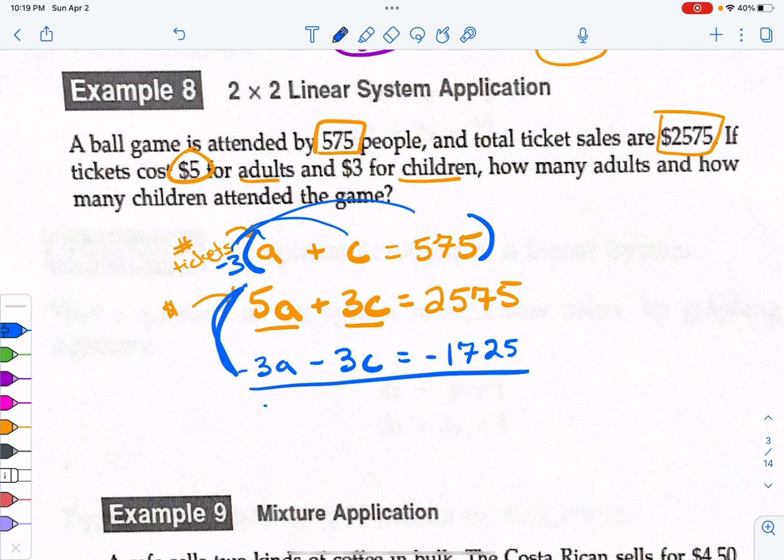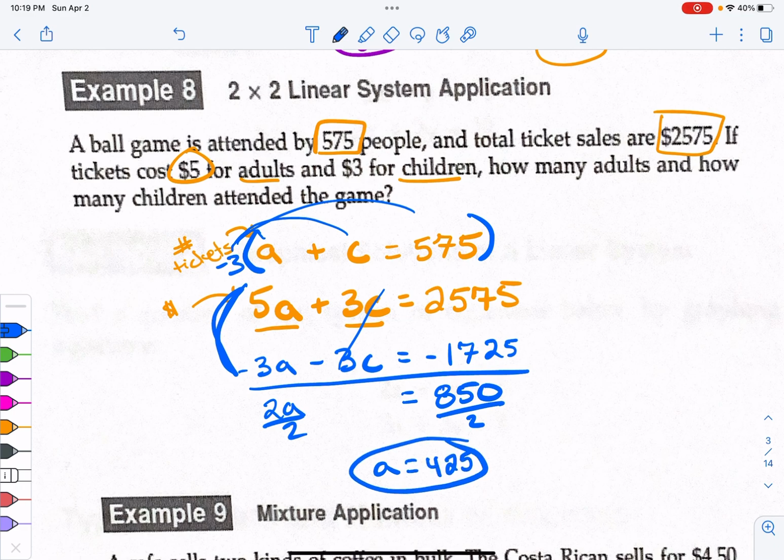So this will become 2a. The c's are gone. And 2575 minus the 1725 is 850. And then I'm going to divide by 2 and solve for a. And that will give me 425 adult tickets.